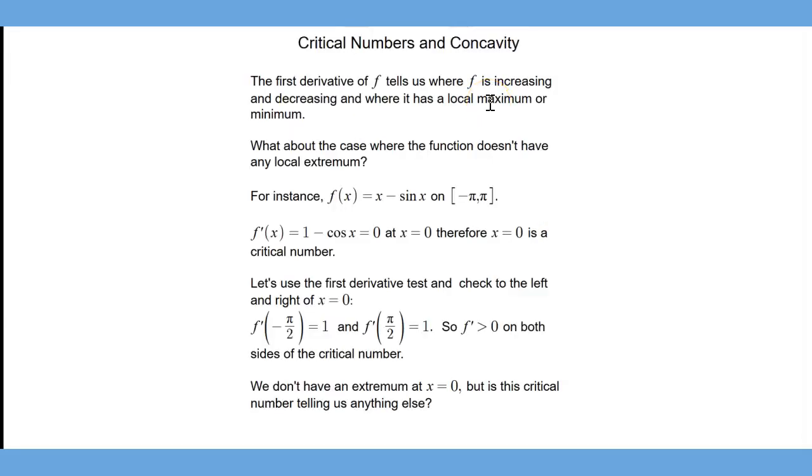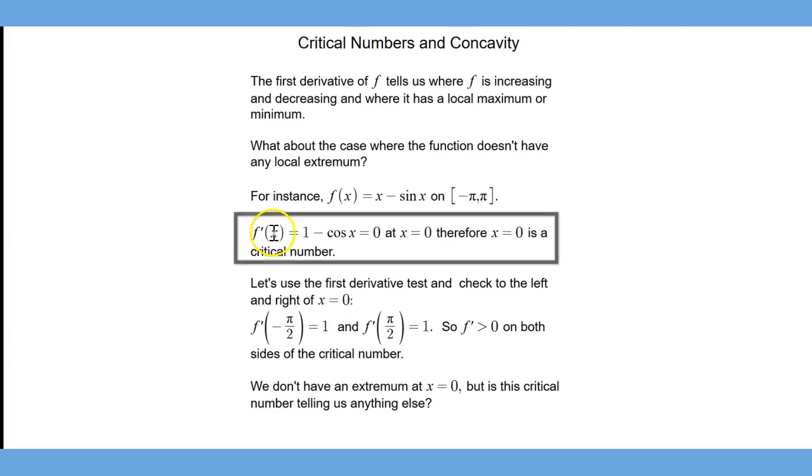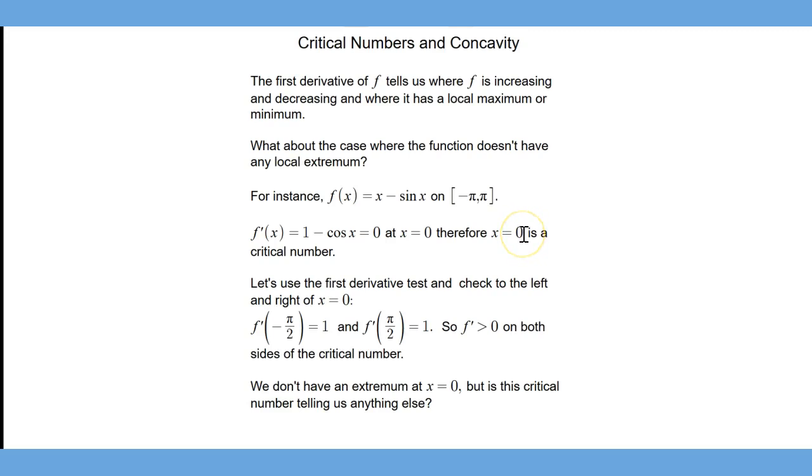There's that third case with the first derivative test where it doesn't change direction on either side of the critical number. So there's not a max or a min there, but it is telling you something relative to another characteristic of a function, and that's concavity. For instance, if we look at this function, x minus sine x, on the interval minus pi to pi. If I take the derivative and set it equal to 0, I get the critical number at x equals 0. Now if I test on either side of x equals 0, if I plug minus pi over 2 into my derivative, I get 1.